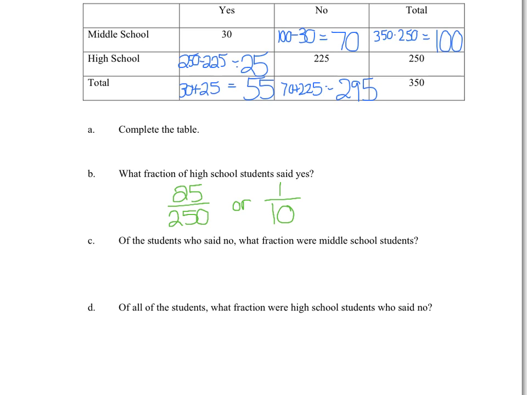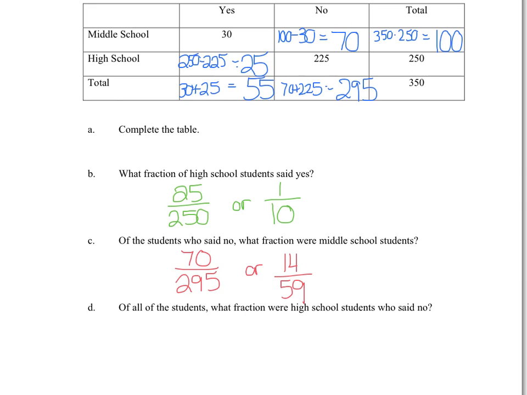Part C says, of the students who said no, so here we're looking at the 295 students that said no, what fraction were middle school students? So here we're looking at 70 out of the total 295, and that can also simplify to 14 out of 59. So out of the 295 students who said no, 70 of them were middle schoolers. Or out of the 59 students who said no, 14 were middle schoolers.